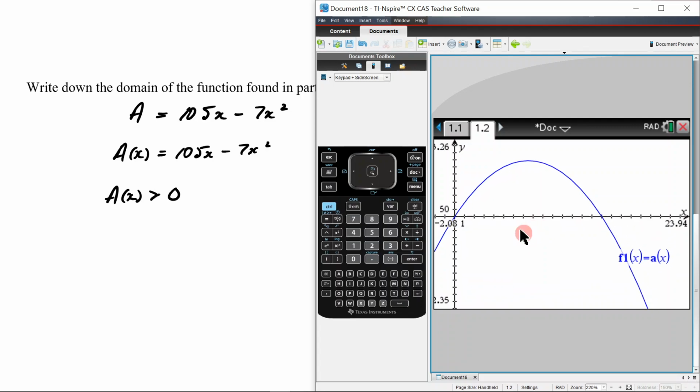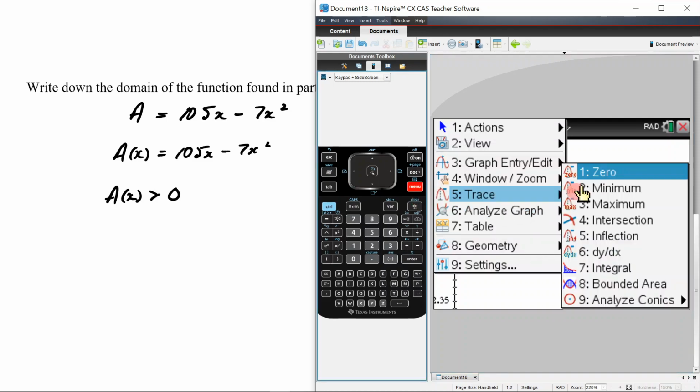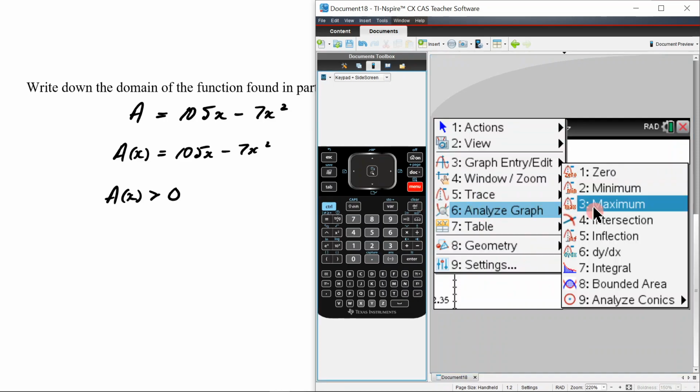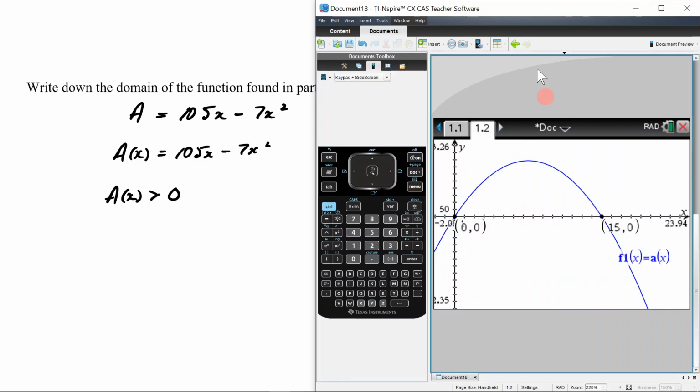And it's quite clear that if one of the restrictions we're dealing with is that A of x has to be greater than 0, then our domain is simply going to be from here, from 0 all the way to this point here. So if I go menu, analyze graph, and find my zeros, this is going to be 0. Menu, analyze graph, and find my zeros again. There it is. So this is going to be 15. So based on that, my domain is going to be from 0 to 15, because that's the only place where I'm going to get positive outputs. And I know that my area has to be positive. I can't have negative area.